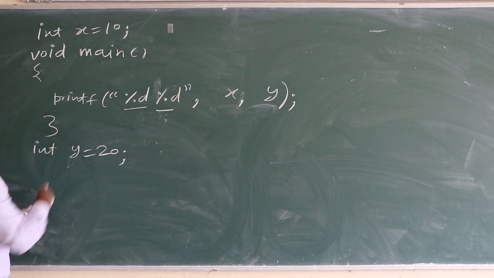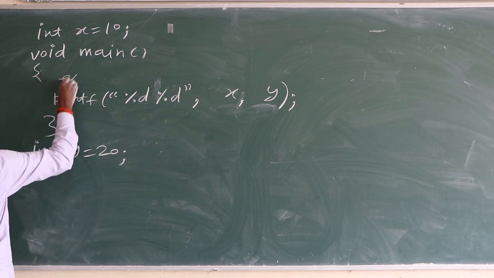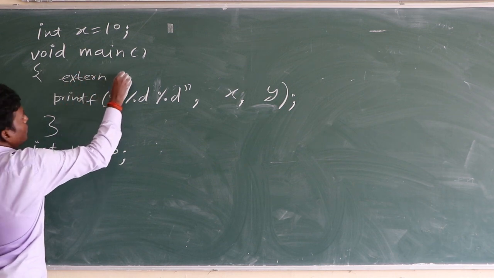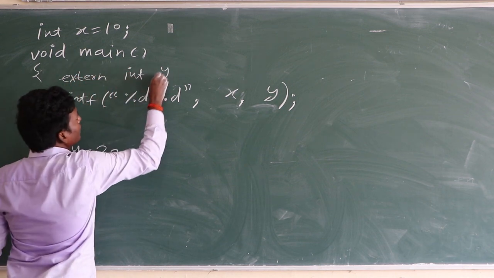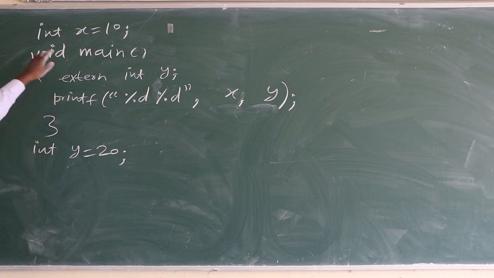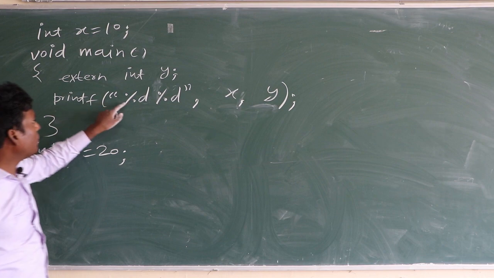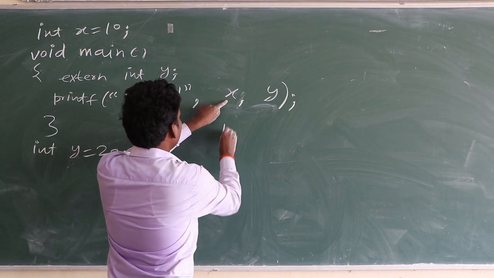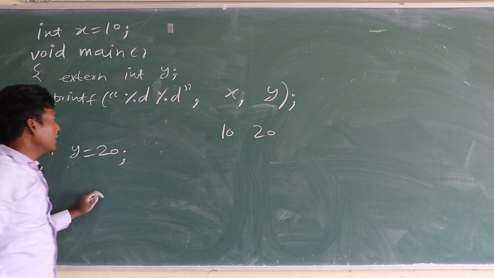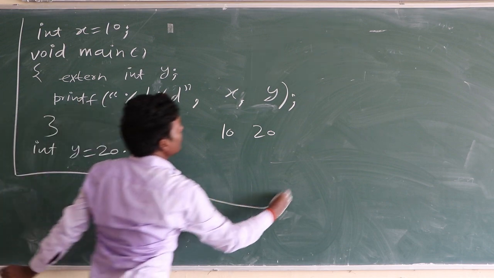So to remove the error, we have to make some change in the program. You have to write extern int y. Now, class, the error is removed here. Program execution starts here. Control goes to this line, and control goes to printf. Printf prints the x value, which is 10. Here is 10 and here is 20. In this program, now there is no error.